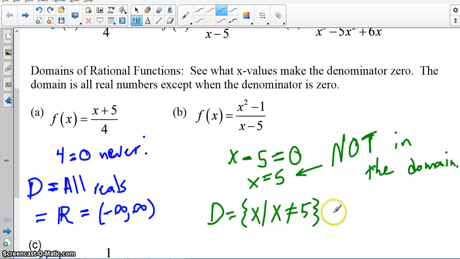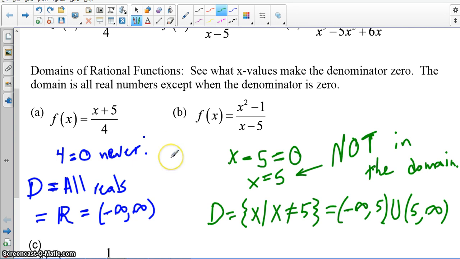Or in other words, we could write it with interval notation. That's from negative infinity to 5, but not including 5, if you remember that from way back, or from 5 to infinity. And we can shade a number line too. Maybe we'll show you that tomorrow in class. I don't have the book with me right now. I don't remember offhand how they tend to write the answers in the back of the book, so we'll talk about that in class.